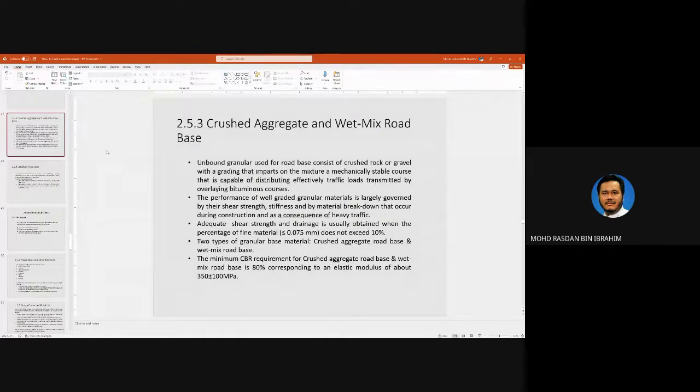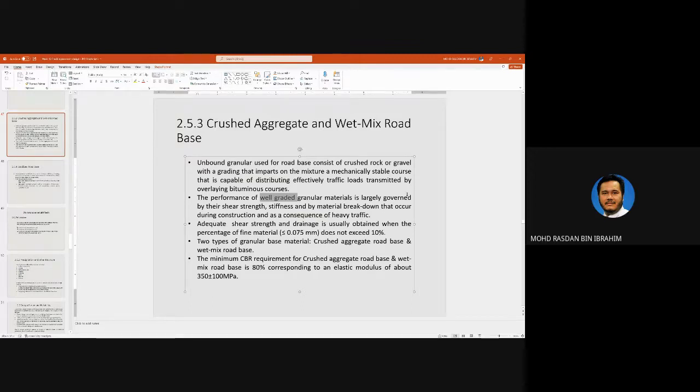For crushed aggregate and wet mix road base, the unbound granular materials used for road base consist of crushed rock and gravel with a grading that imparts on the mixture a mechanically stable course. Okay, this is just theory. That is capable of distributing effectively the traffic load. The performance of a well-graded granular is largely governed by their shear strength. Well-graded meaning that you have a good combination between fine aggregates, coarse aggregate, and fillers.